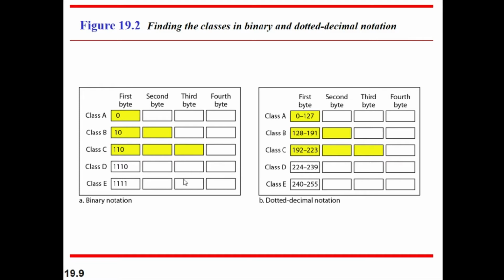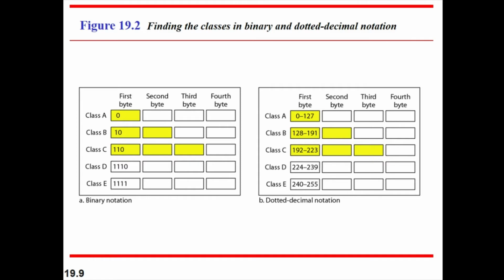In binary notation, the first byte for class A will start with 0. For class B, it starts with 10. For class C, it will start with 110. For class D, it will start with 1110. And for class E, it starts with 1111. This is in the binary notation.